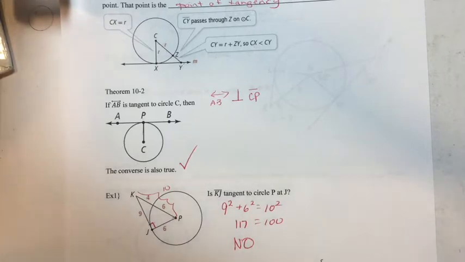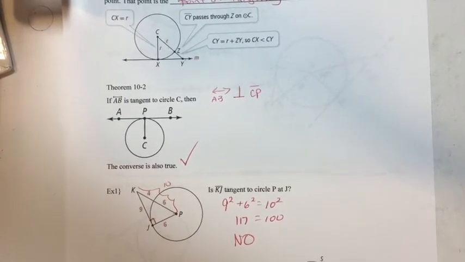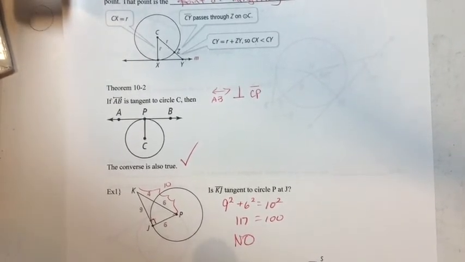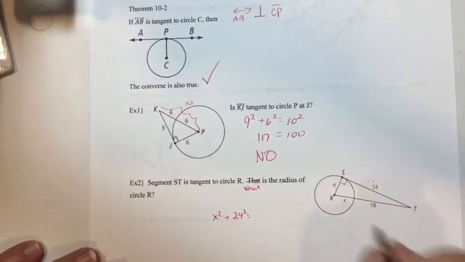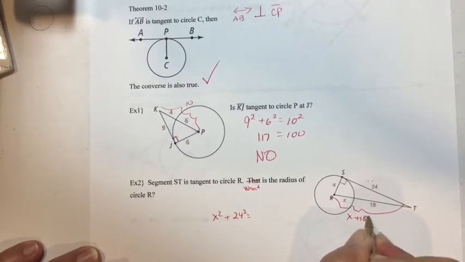Okay. Now on example 2, they are giving you that ST is a tangent. That should say, what is the radius of circle R? Well, the radius is X in both cases. Now, since this is tangent, Pythagorean theorem holds. X squared plus 24 squared equals the hypotenuse squared.